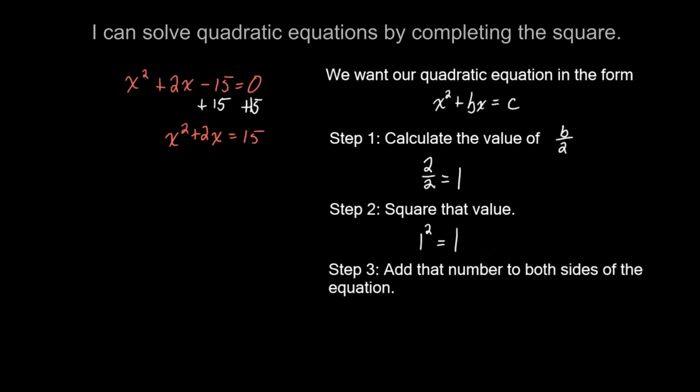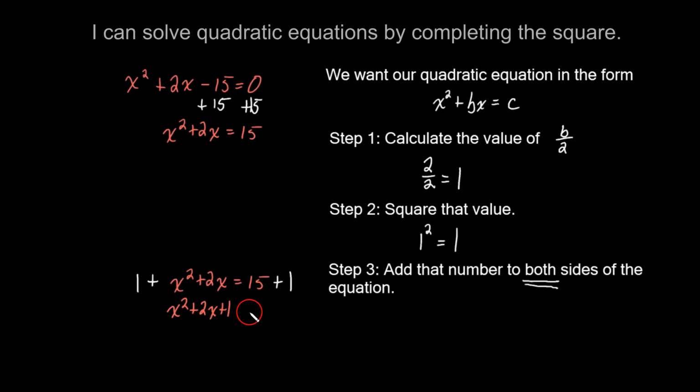And our third step is to add that number to both sides of the equation. I'm going to emphasize both sides. It is important that you add it to both sides of the equation. So now we're going to add 1 to both sides of this equation. So we add 1 over here, and we add 1 on the right side as well. If we were to write this in standard form, that would give us x squared plus 2x plus 1 equals 15 plus 1, which gives us 16.